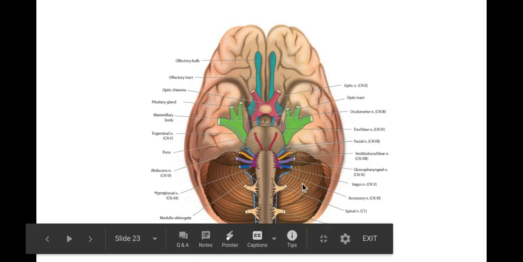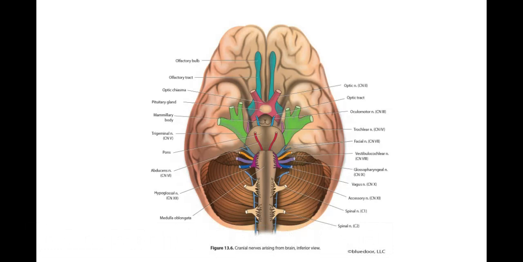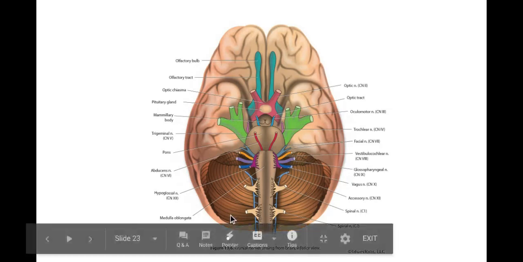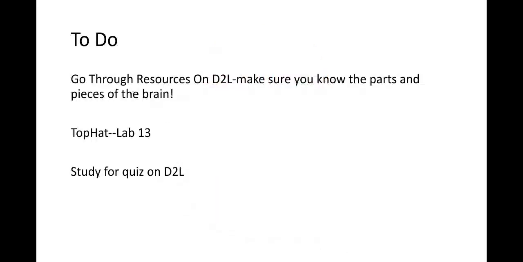Then you've got this accessory nerve. That's number 11. That goes to your sternocleidomastoid and trapezius to move your head and shoulders. And last but not least, running right down the middle of your medulla oblongata is the hypoglossal. That is going to be for your tongue and allowing for speech and swallowing.